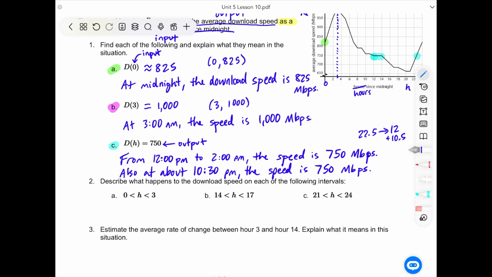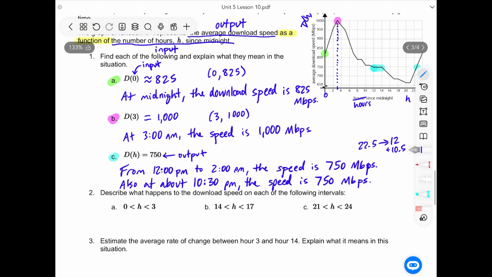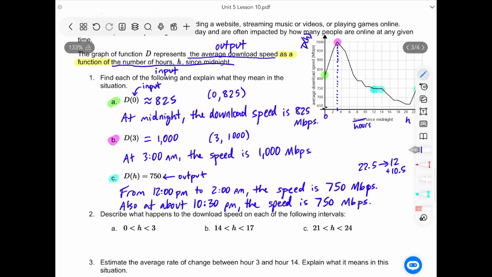Okay. Now let's go to number 2. Describe what happens to the download speed on each of the following intervals. Now, when we're describing what's happening on these intervals, what we're going to focus on is, are they increasing? Are the speeds increasing? Are the speeds decreasing? Are they remaining constant, or some combination of those? So from 0 to 3, that's this first piece of the graph right here. It goes up and then it continues to go up. So I'm going to say for that one, it is increasing on the interval from 0 to 3.